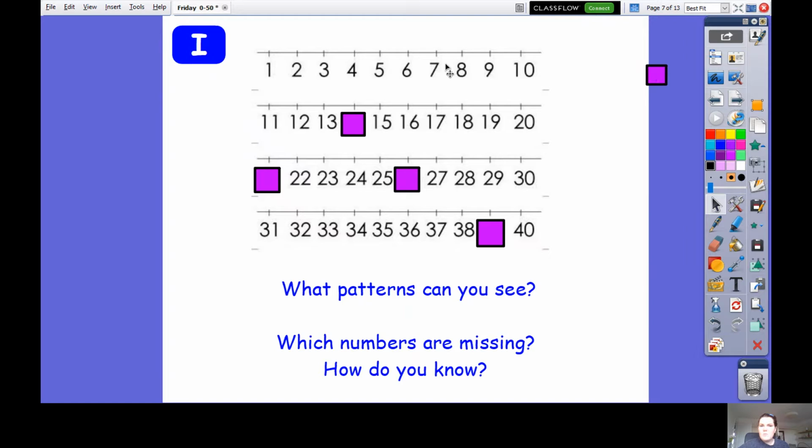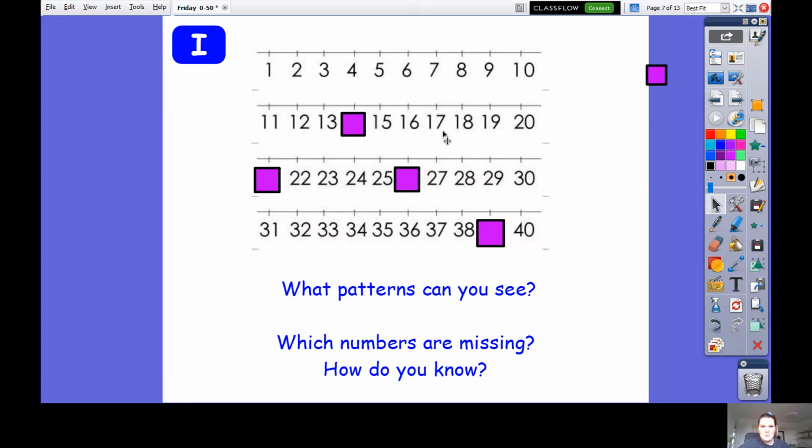Absolutely right. What about this one? Now, it can't be just a ones number because look, we've got our tens either side. So we've got 11, 12, 13, 15, 16, 17. So it has to start with a 1. Okay. What can I use to help me solve what this one is? I could count. Absolutely. I could count until I get to the missing number. I'm going to do that. 11, 12, 13, 14. So it could be 14.